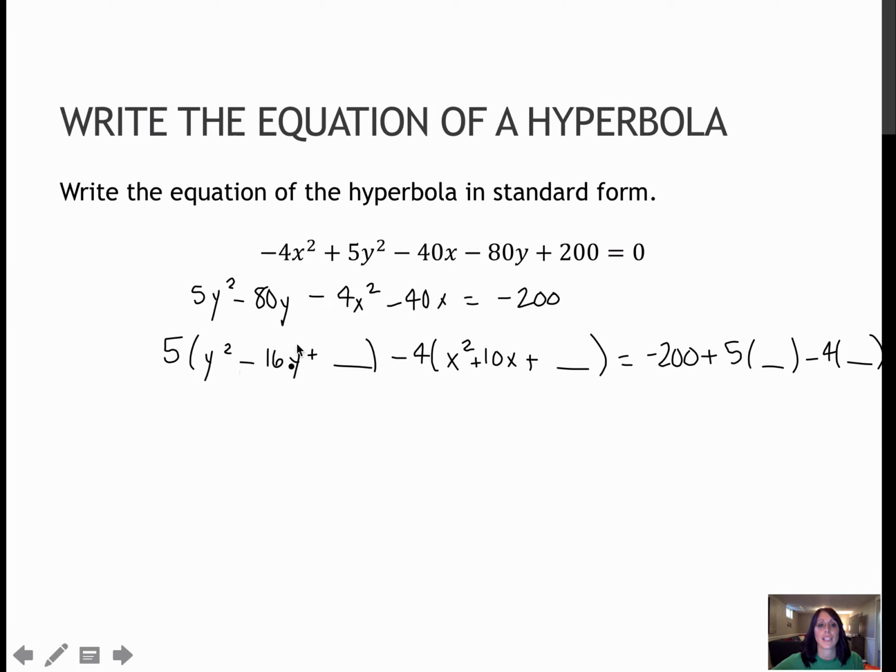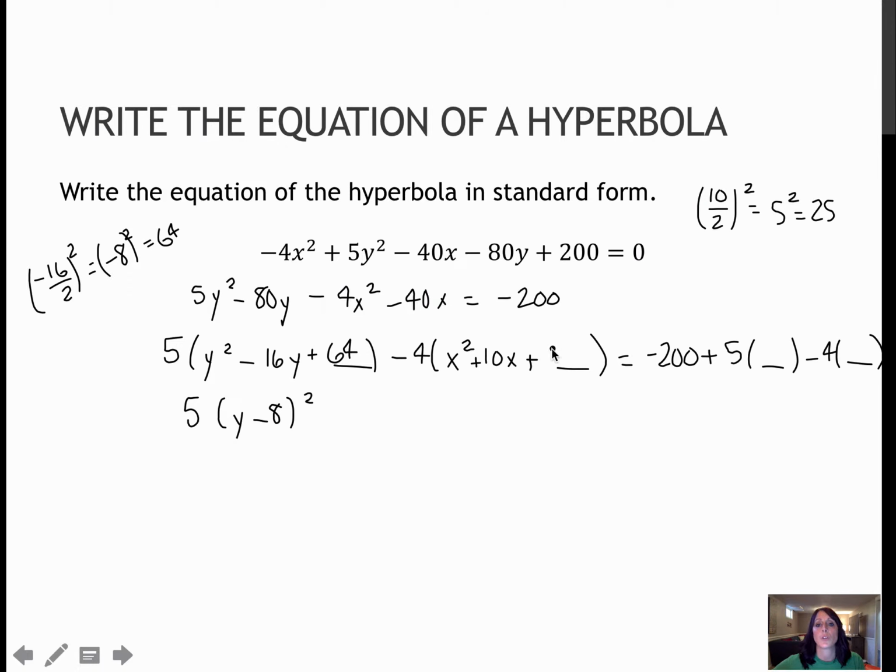To find the blanks, I take the b value, so negative 16, half of that squared, which is negative 8 squared, which is 64. 64 goes here, but the minus 8 goes here. On the other one, I have 10 divided by 2 squared, which is 5 squared, or 25. So 25 goes here, and x plus 5 goes here. In addition, the 64 goes here, and the 25 goes here.